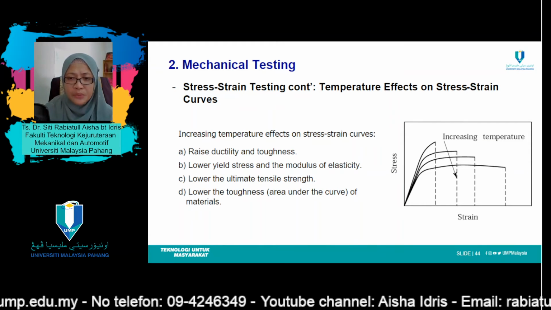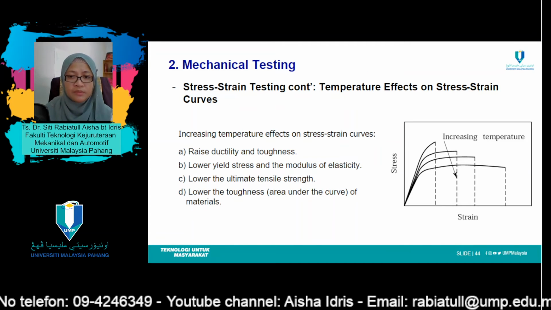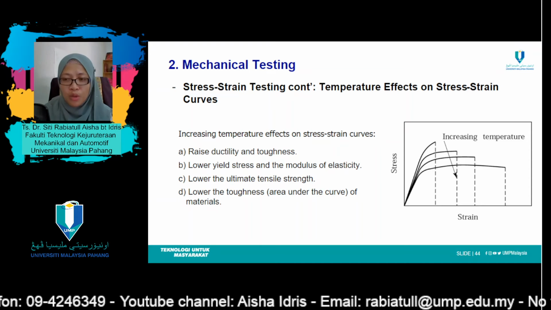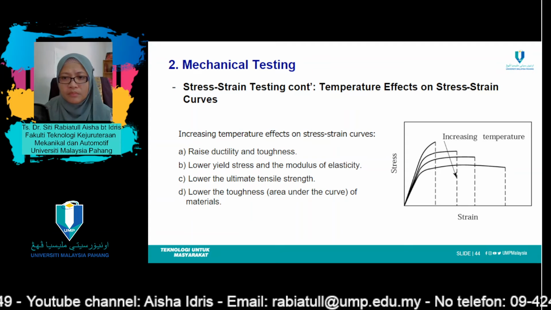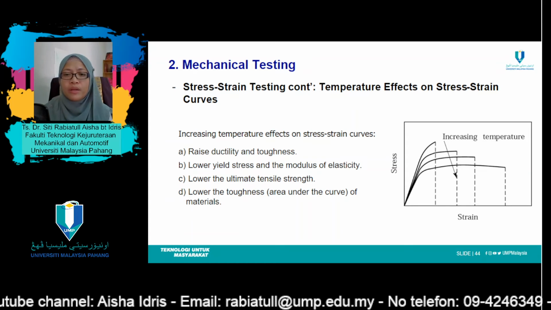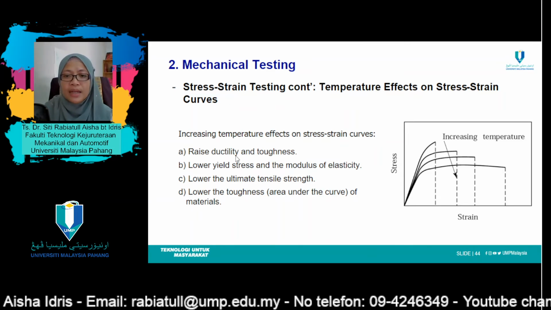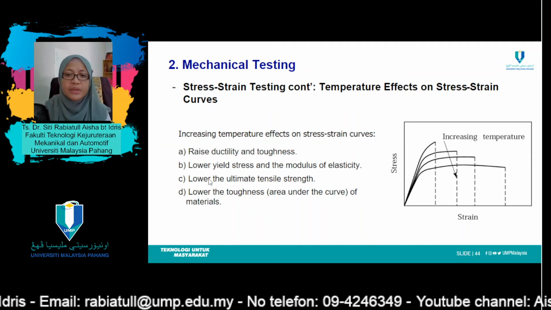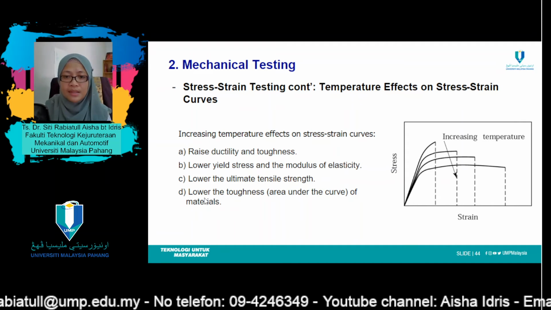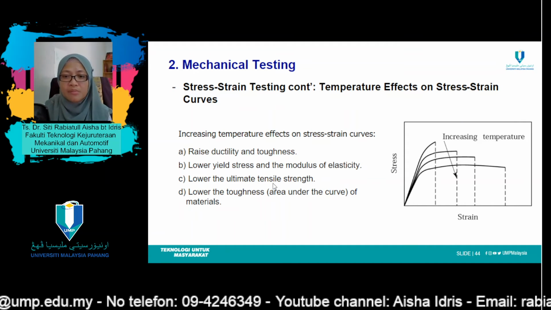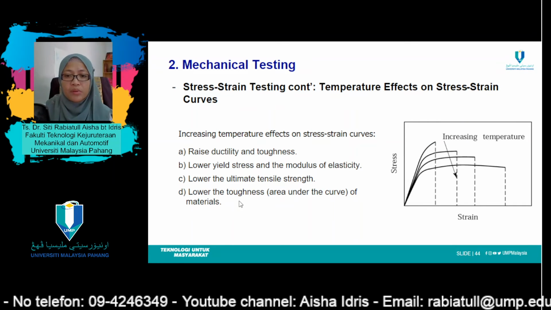The stress strain curve also may be affected by temperature. For example, what will happen to the curve when temperature is increased is that, number one, it will raise the ductility and toughness of the material. Number two, lower the yield strength and the modulus of elasticity. Number three, lower the ultimate tensile strength. And number four, lower the toughness of the material.